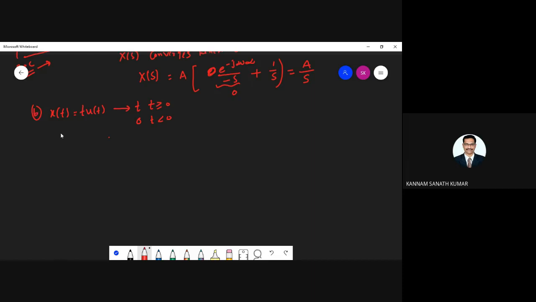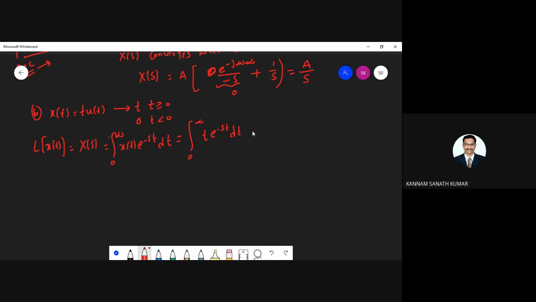Now you have to find the Laplace transform. The Laplace transform of x of t, equal to X of s, is the integral from 0 to infinity of x of t into e power minus st dt. The given function is defined from 0 to infinity only, that's why I wrote from 0 to infinity. So that means the integration from 0 to infinity of t into e power minus st dt.